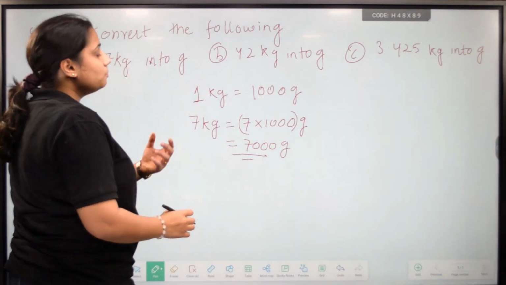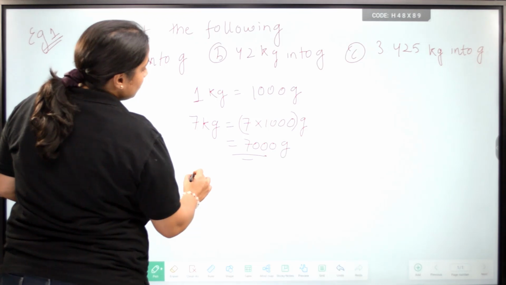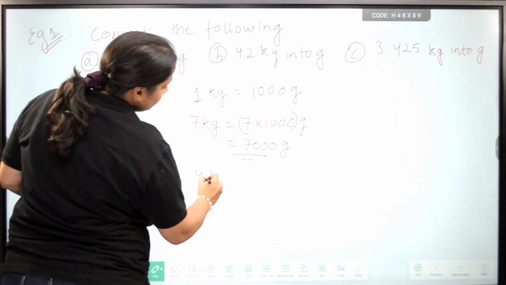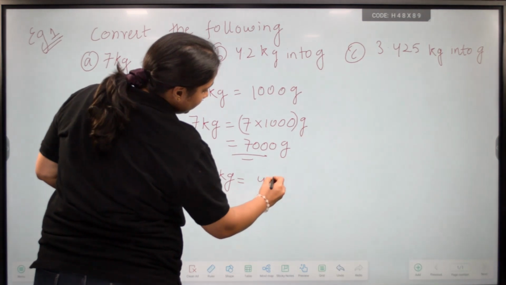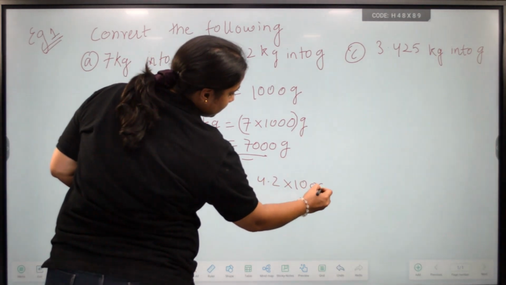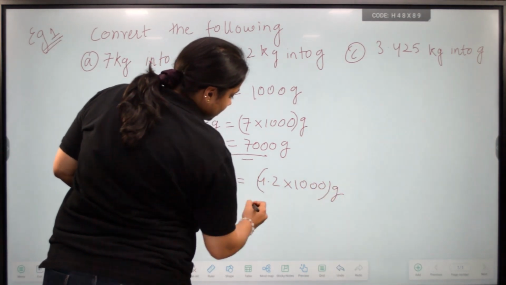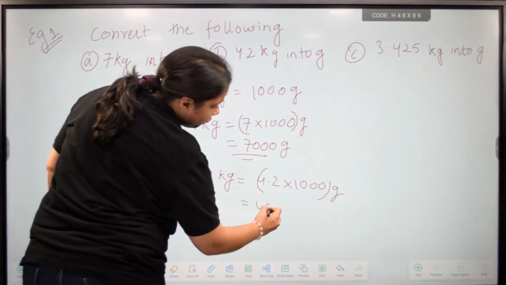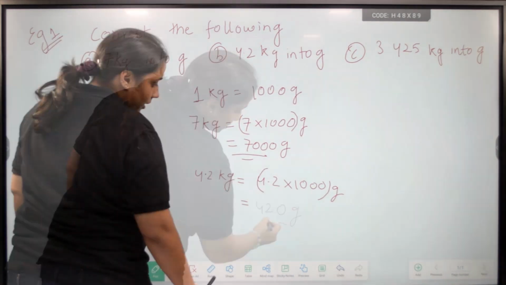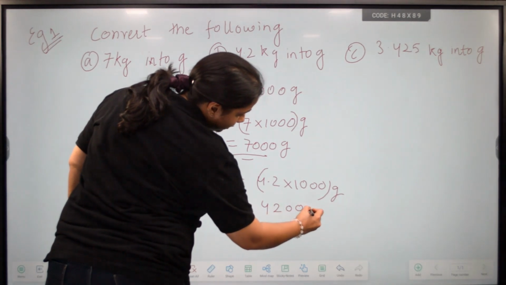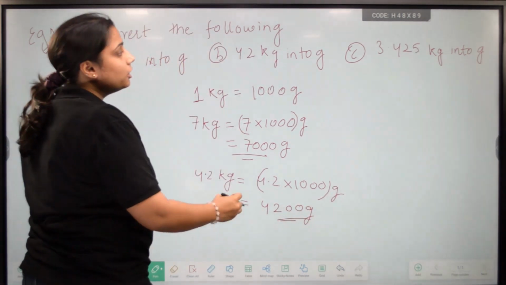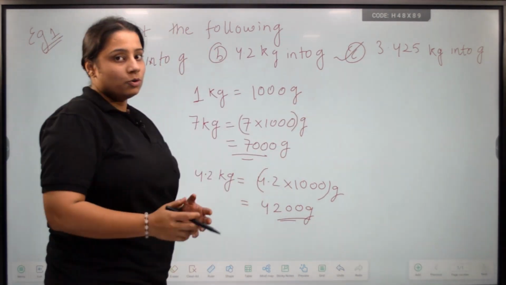For part B, it is similar. 4.2 kgs will be equal to 4.2 into 1000 grams, and it will be 4200 grams. Similarly, you can perform part C on your own.